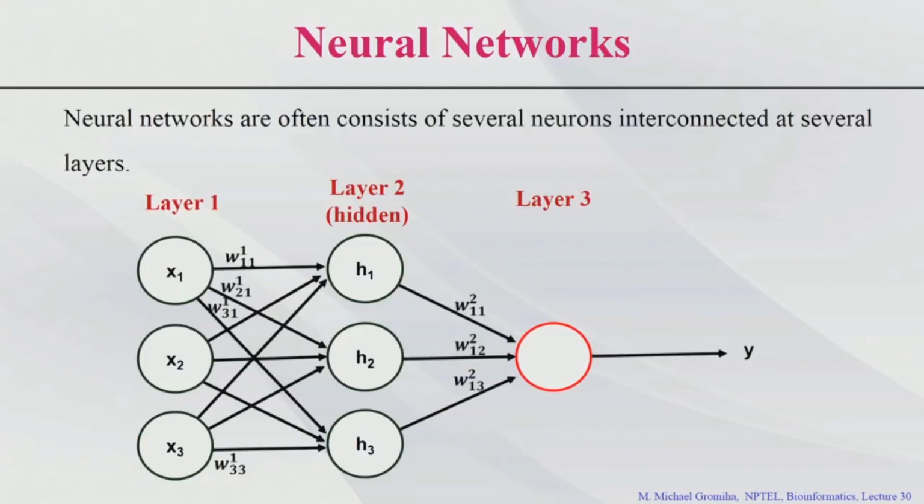So, how do we construct the networks? It has different layers. For example, layer 1 is the input layer, and another layer, layer 3, is the output layer.